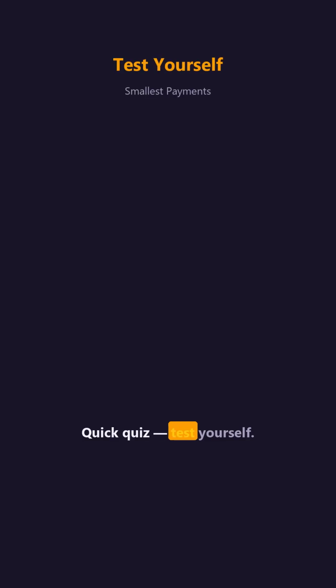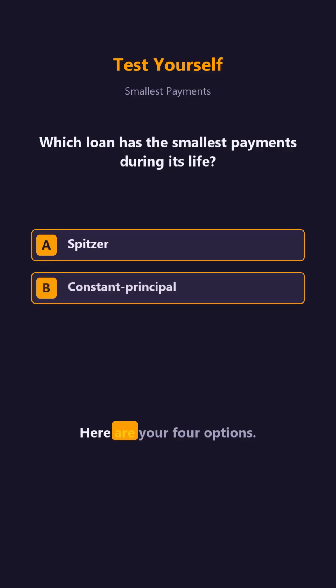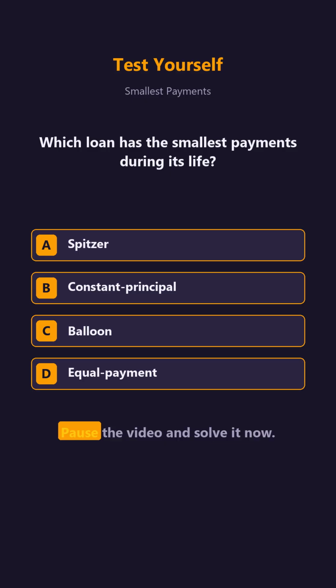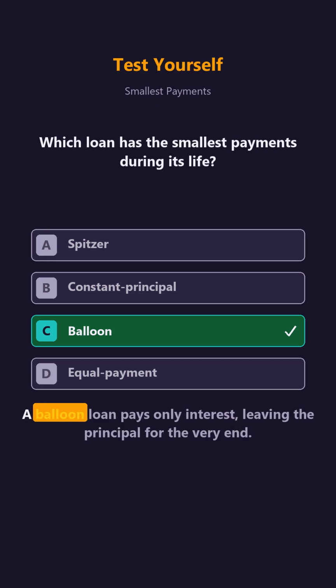Quick quiz, test yourself. Which type of loan has the smallest payments while the loan is active? Here are your 4 options. Pause the video and solve it now. The correct answer is C, the balloon loan. A balloon loan pays only interest, leaving the principal for the very end.